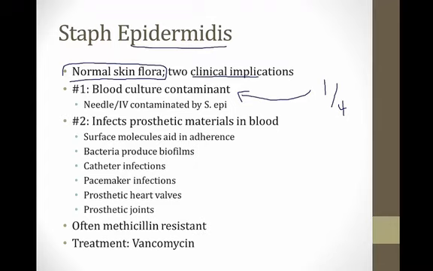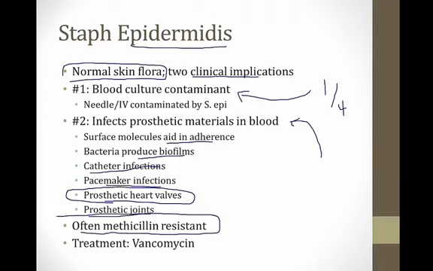The second clinical situation where Staph epi is important is that it can infect prosthetic materials in blood. There are surface molecules on the bacteria that aid in adherence, and it likes to attach and then produce biofilms. So for example, if you have a catheter in the bloodstream, for example for introducing chemotherapy to a patient, it can get contaminated with Staph epi. Pacemakers can get contaminated. Prosthetic heart valves are a classic place for infection with Staph epidermidis to occur, and also prosthetic joints. Staph epidermidis is almost always methicillin resistant, so you have to treat it as if you are treating methicillin-resistant Staph aureus, and the treatment of choice is to use the drug vancomycin.